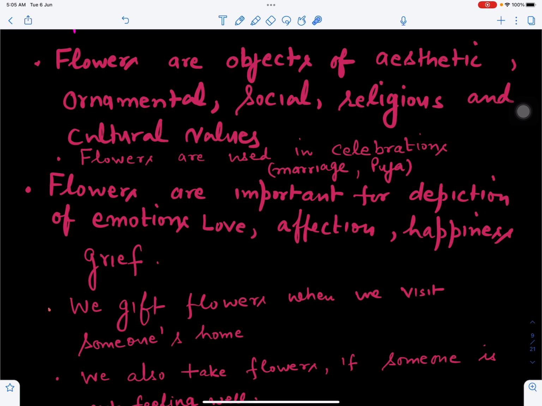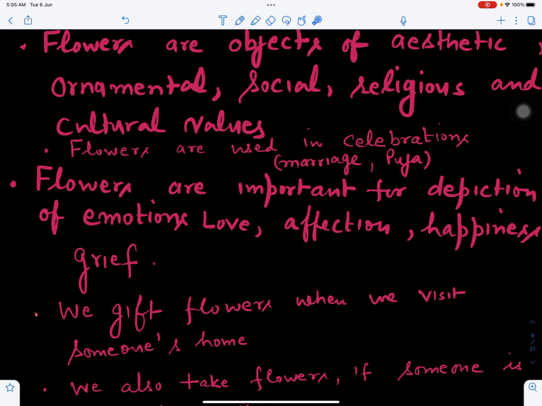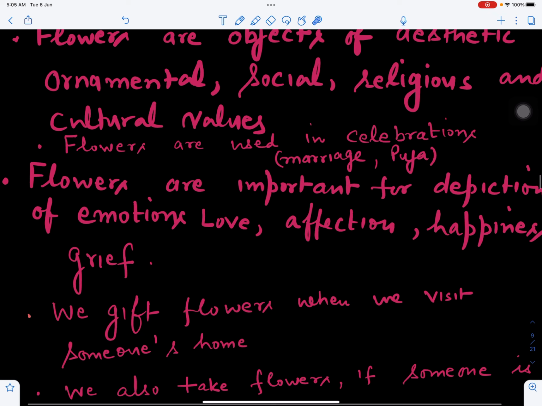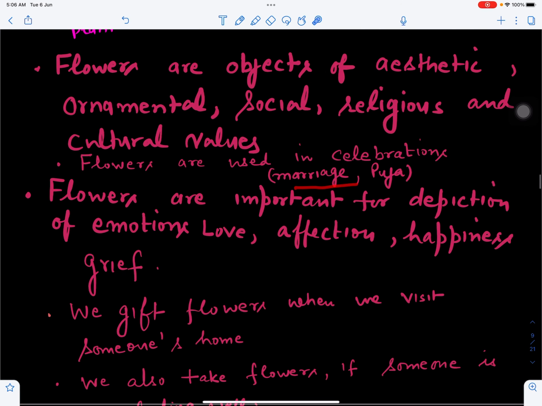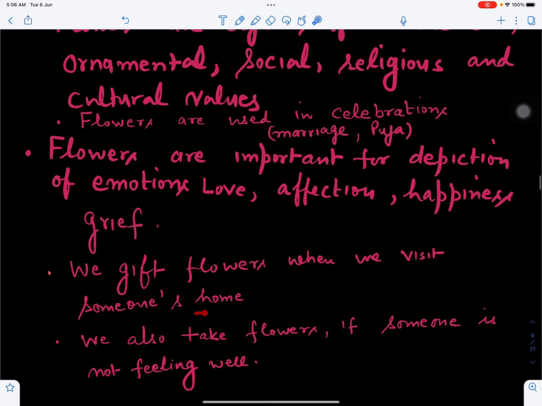Because flowers are used in celebrations. If you have some puja at home, or a religious ceremony at home, or if a marriage is happening, then the decoration is also done with the help of flowers. And if we are going to visit somebody's place, we can take a bouquet of flowers.